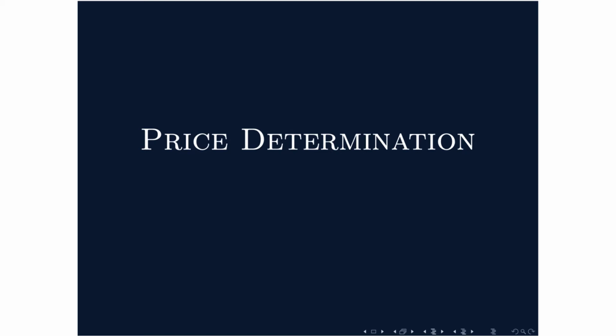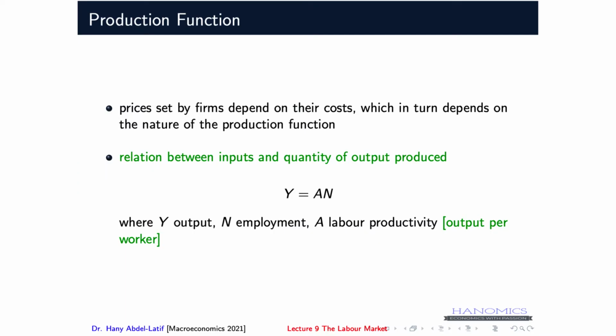But we still need to know how prices are determined, how firms decide how much they charge for their products. So, how prices are determined. For firms, when they set their prices, they think of their costs. Okay, how much a given amount of output will cost them, and that's related to the production function.